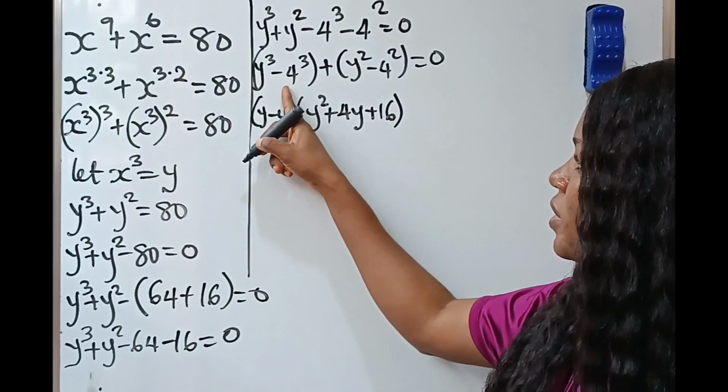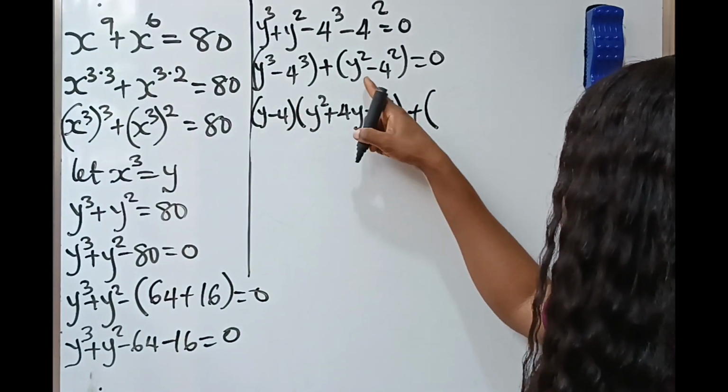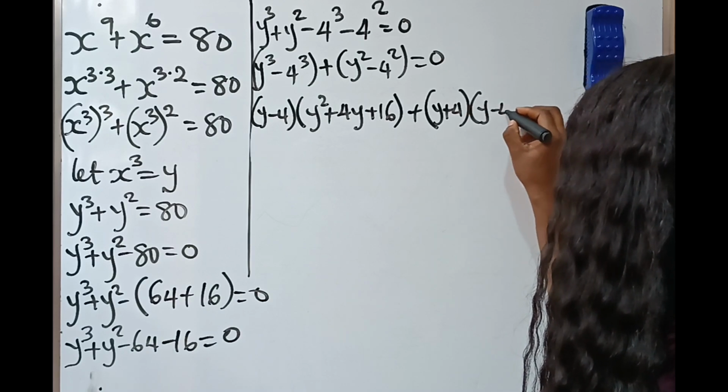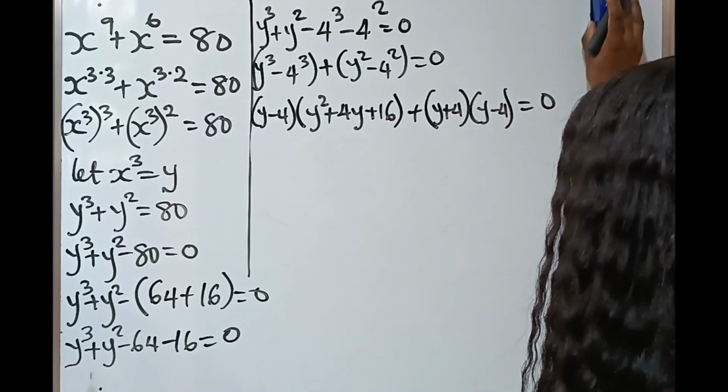Okay, that is it for this. Plus, now this is going to be y plus 4 multiplied by y minus 4, and everything is equal to 0.